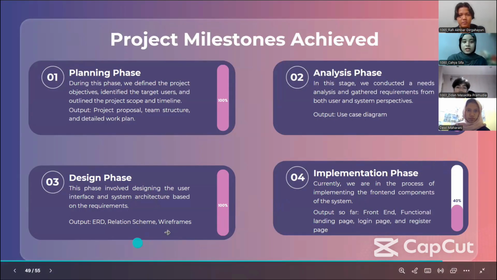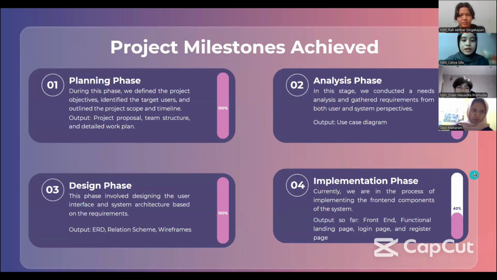Next is project milestone achieved. First is the planning phase. We got 100%. During this phase, we define the project objective, identify the target users, and outline the project scope and timeline. Output: project proposal, team structure, and detailed work plan.